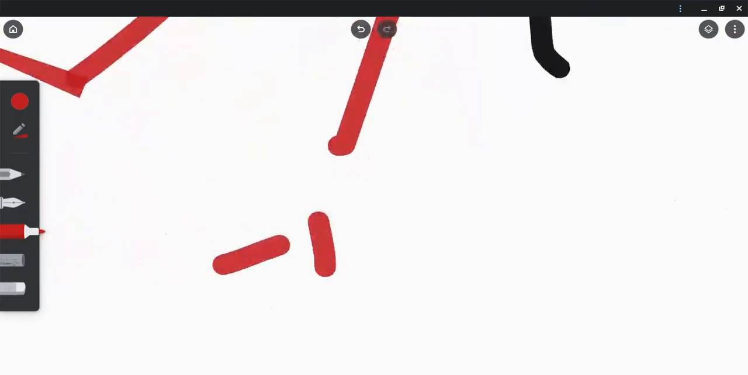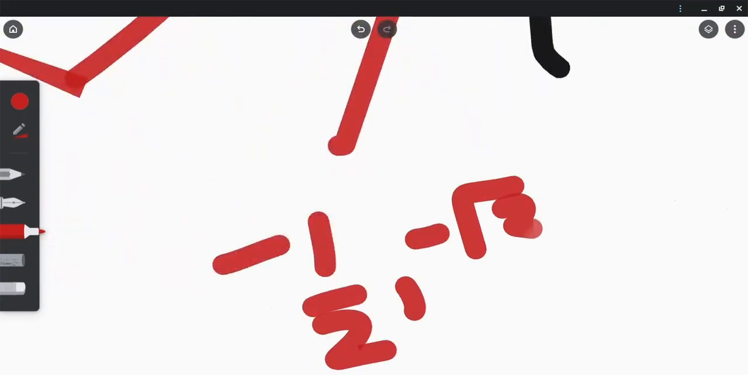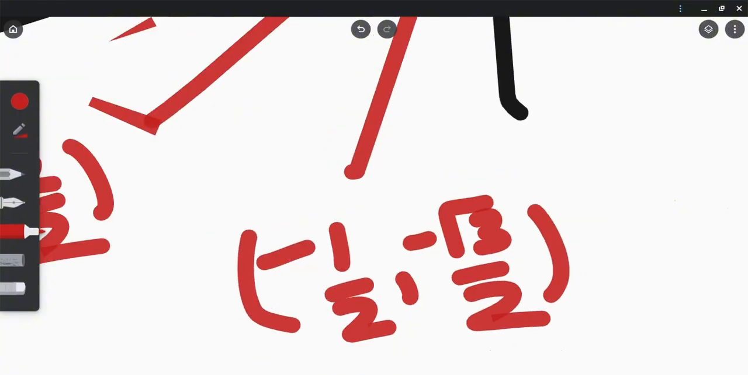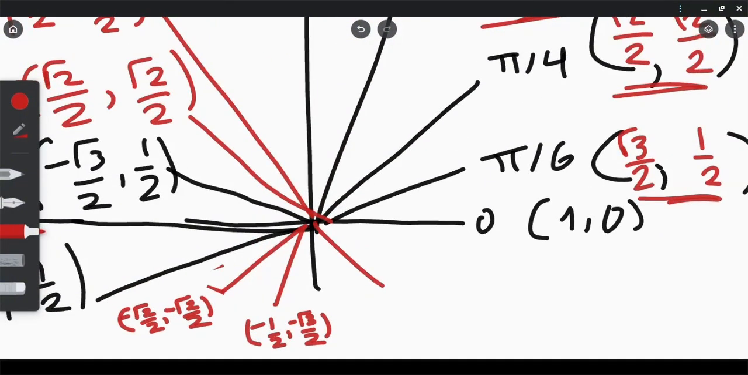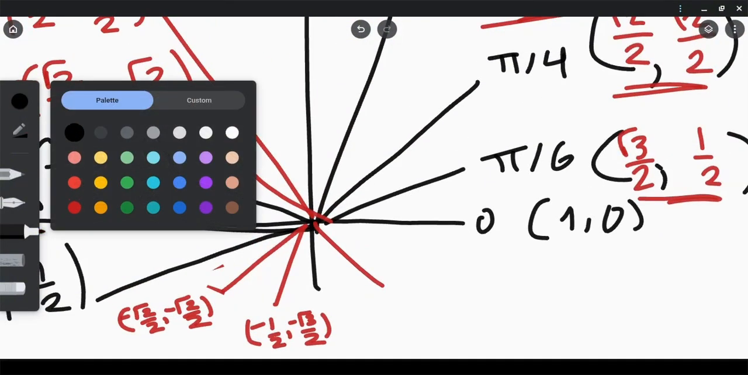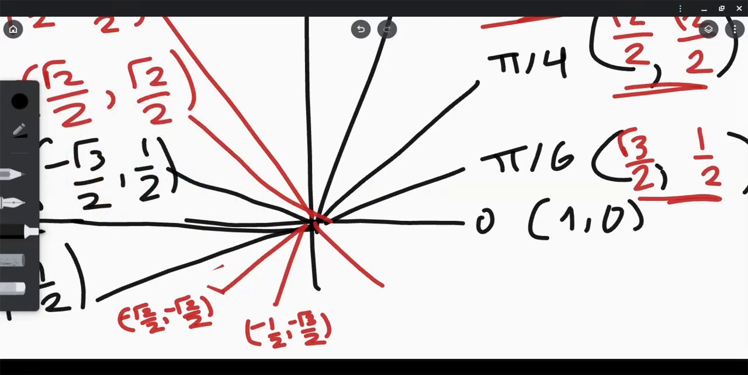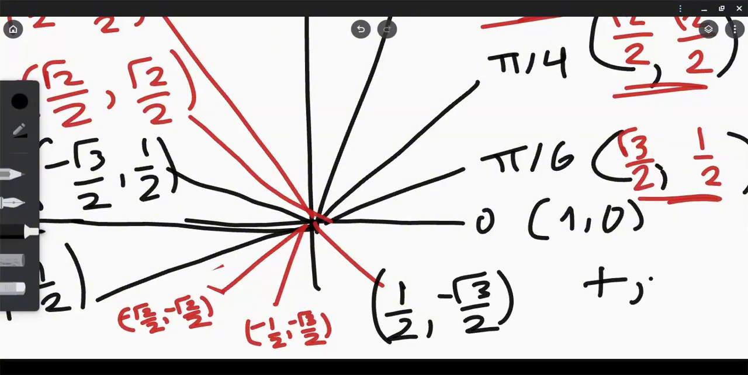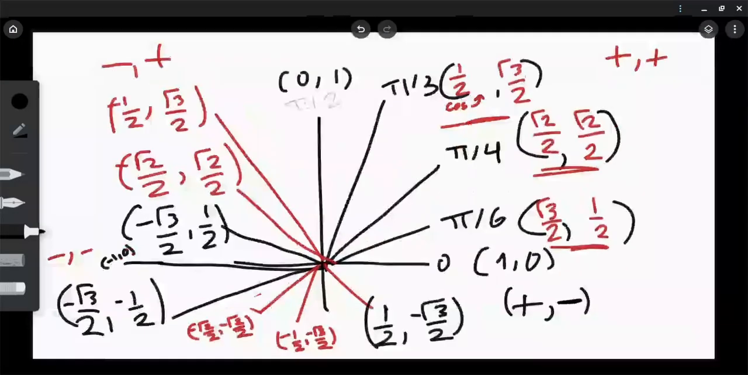And then for the last one, you will get the negative 1 over 2, comma negative square root of 3 over 2. And then you do the same thing here. You can see that you're going to get a positive 1 over 2, but a negative square root of 3 over 2. Why is this? Because here x is positive and y is negative. So all your y coordinates are negative.